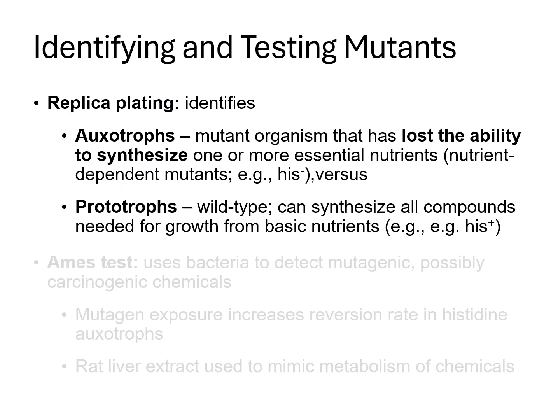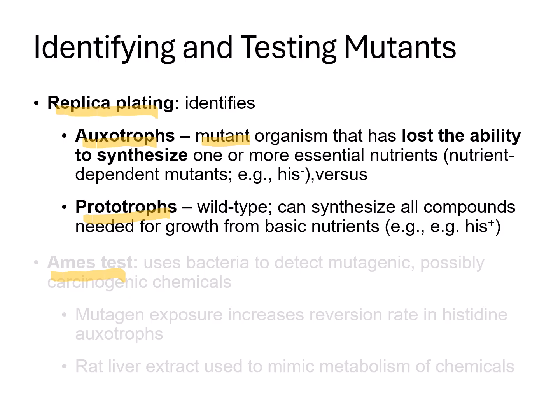So to study mutations, we can use different types of techniques. One is replica plating, and the other we'll talk about later is the Ames test. In replica plating, we will identify auxotrophs. These are mutants that have lost the ability to synthesize a nutrient. And this is in contrast to prototrophs, which are wild type and can grow on media called minimal media, where we don't have to add basic nutrients.